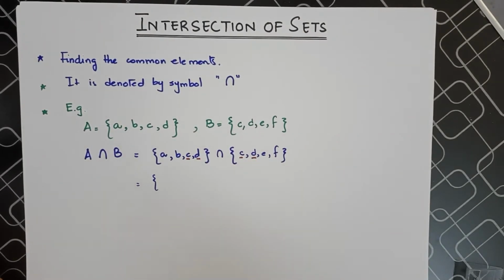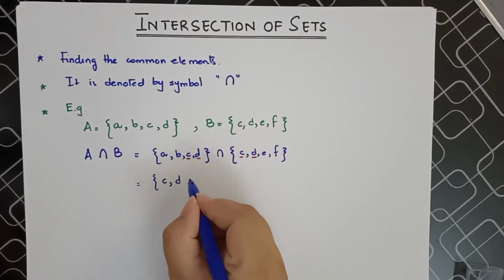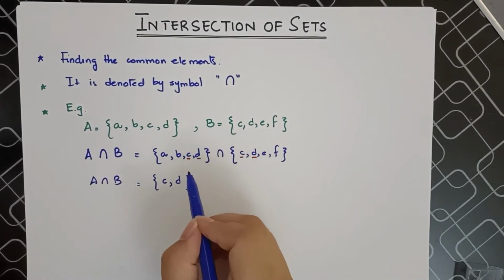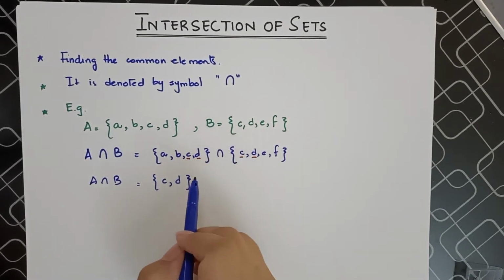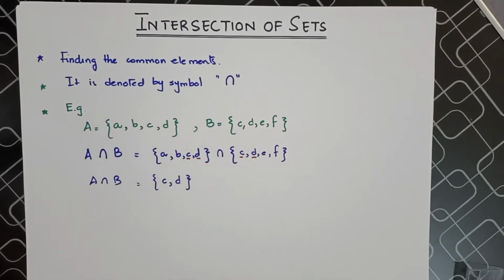Alright, so intersection means that we have to write down only the common elements here. So, the common elements here are C and D. So this is what A intersection B means. Taking out the common elements from all the sets given and writing them down in a set. Alright. So let's take another example. This will help you understand this intersection much better.